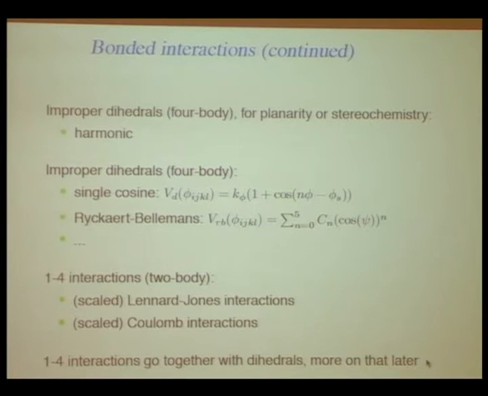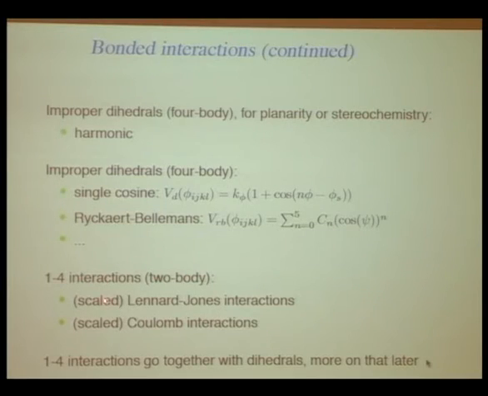Then there are the tricky 1,4 interactions or pair terms. So these are terms that concern the atoms at the end of a torsion. So the 1 and the 4. I'll go into that later. So these are, depending on the force field, normal Lennard-Jones interaction, or scaled down, or normal Coulomb, or scaled down Coulomb. So I'll go into that later.